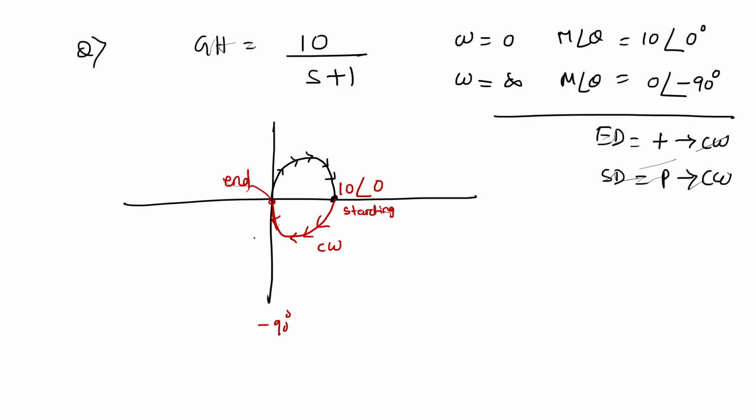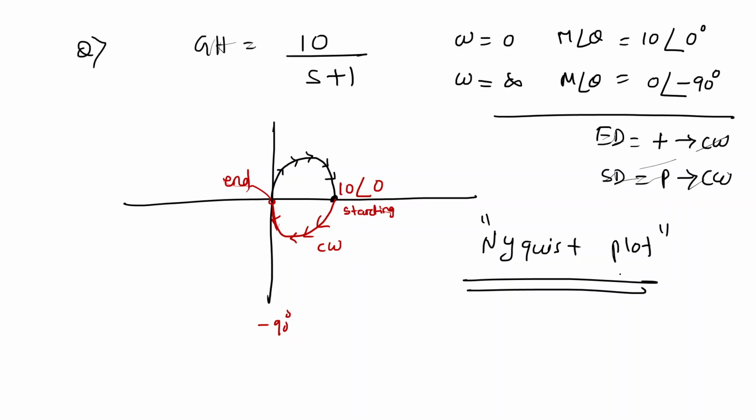But after doing this, if somebody asks how many infinite radius half circles there are, there are no infinite radius half circles. So simple. This is the Nyquist plot. For this question, this is the Nyquist plot. Got my point?